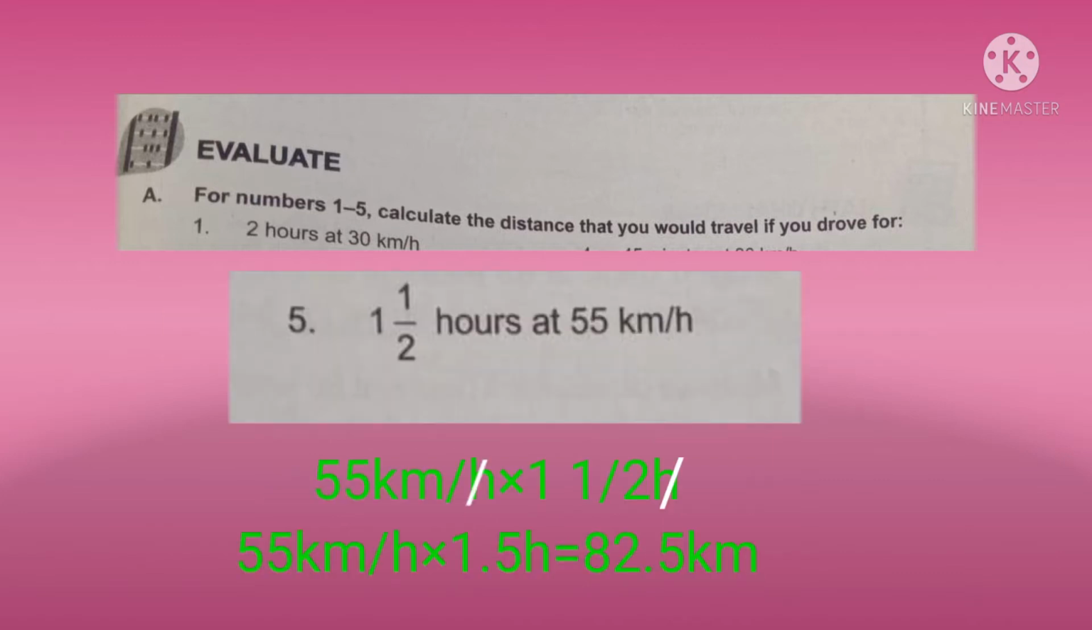Last, number 5, 1.5 hours at 55 km per hour. Time here is 1.5 hours and the speed is 55 km per hour. So 55 km per hour times 1.5 hours is equal to 82.5 km.